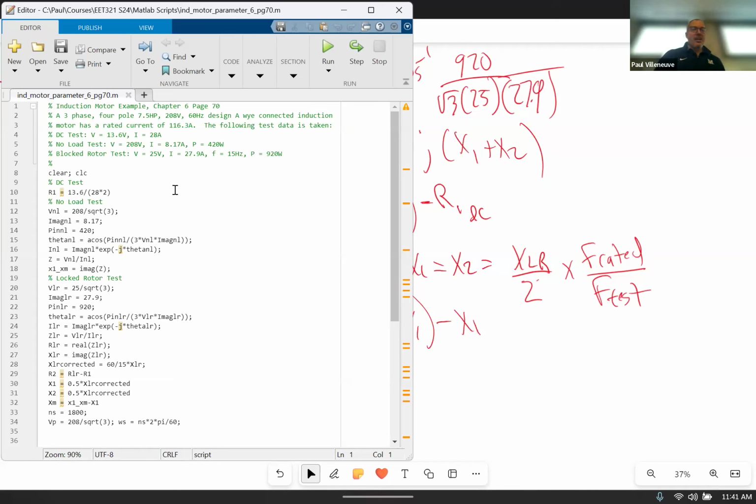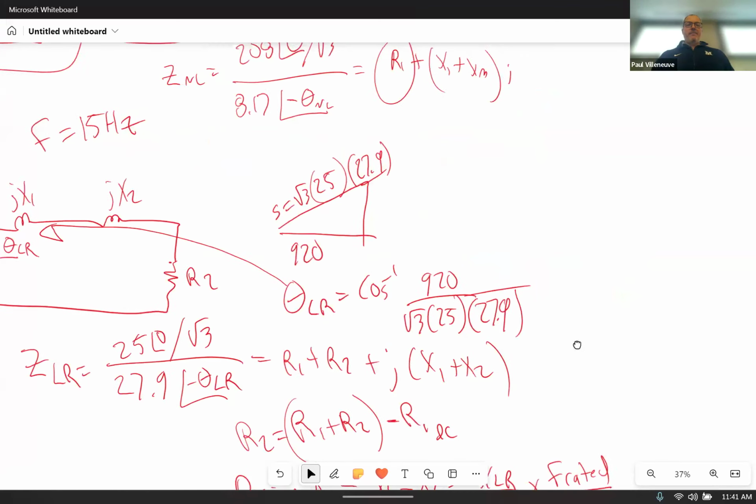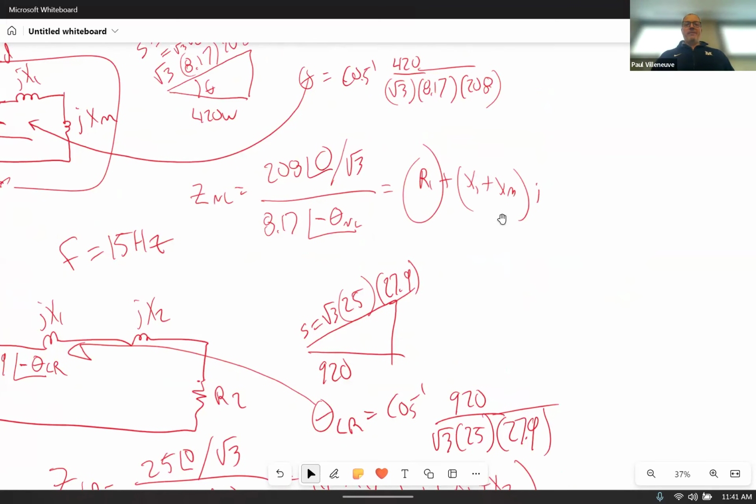This is all here. So take a look. I showed you the DC test, how to calculate R1. I showed you the no load test. We have all the values over here and how I calculated those values. And even look what I called it: X1_XM is equal to the imaginary part of the Z that I calculated with the no load tests. That's exactly what we did before. When we did this here, that's what I specified, right? This is the imaginary part, so I'm just pulling that out. But I don't actually have X1 plus XM individually. I have them combined. So I need to break them out.